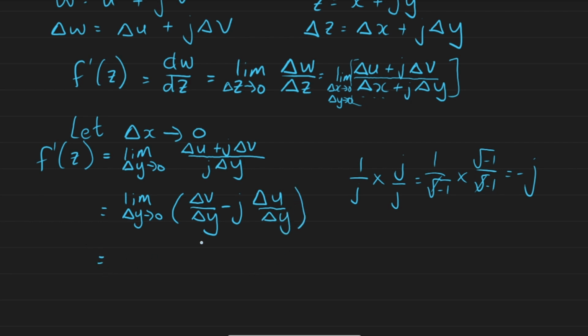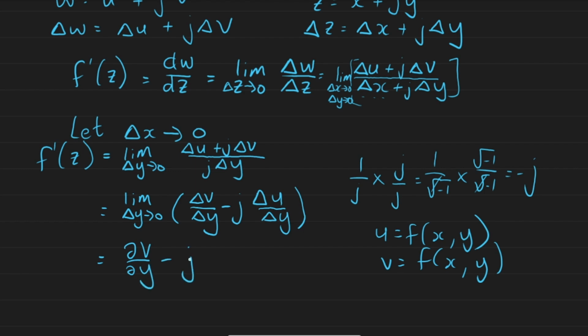You would remember from the previous videos that u is a function of x and y. So u is some function of x and y, and v is also a function of x and y. So this is actually multiple variables. And you would know now, if we're dealing with multiple variables, we have to deal with partial derivatives. So this delta v, delta y, as we take the limit as delta y approaches 0, becomes partial v, partial y. And this j stays the same, and then delta u, delta y becomes partial u, partial y.